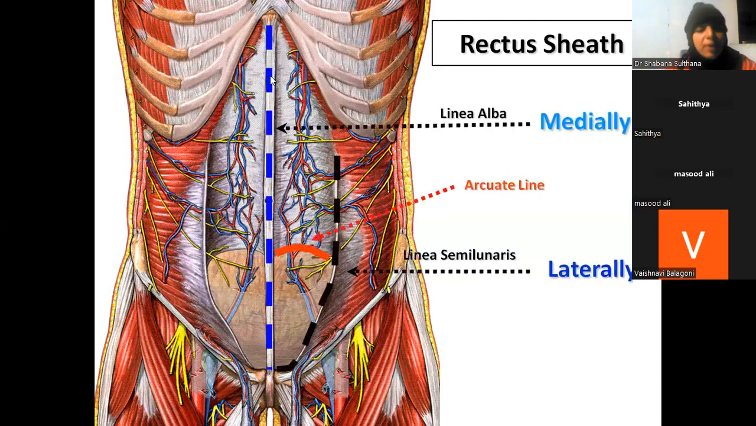So what is this midline we have described yesterday? Linea alba. In the midline, we have a white line running from the xiphoid process to the pubic symphysis. This white line is like a partition between the right rectus abdominis and left rectus abdominis.